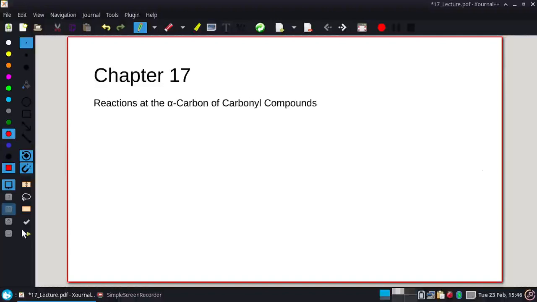Okay, so today we're going to be looking at the reactions of the alpha carbon of carbonyl compounds. This is a continuation of what we've already been studying of our carbonyl compounds. We've already looked at our carboxylic acid derivatives and our aldehydes and ketones, and even conjugated systems. So this is just yet another thing that we can do with carbonyl compounds.